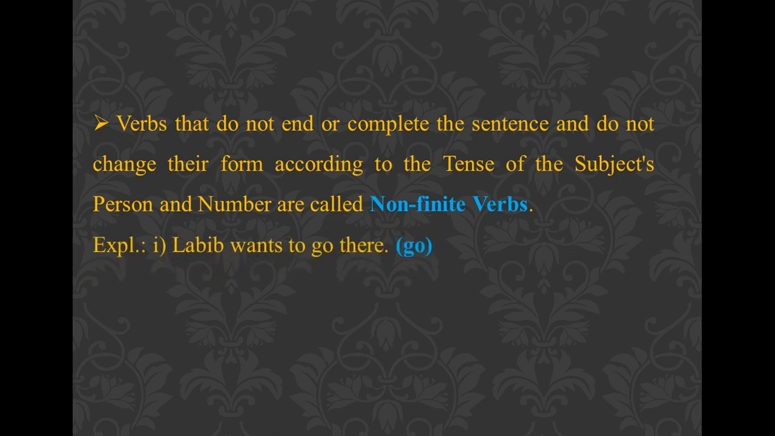Labib wants to go there. Here the non-finite verb is go. Look, I can change wants, because I can write Labib is, Labib has, Labib will. In this way we can change want, but we can't change go. So go is a non-finite verb.